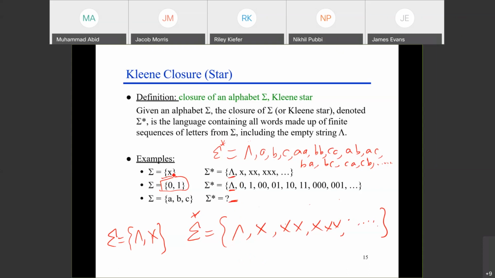Okay, so it is not here. If you see, lambda is not here, but it is here. So this is the property of star. Star gives you a guarantee that regardless of whether lambda is a member of your alphabet or not, it will be part of your language. So star will bring that by itself. So this is basically your Kleene star.